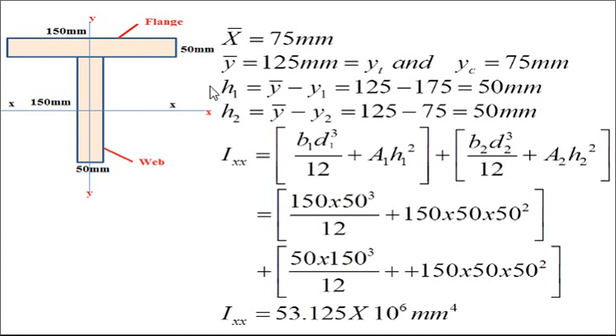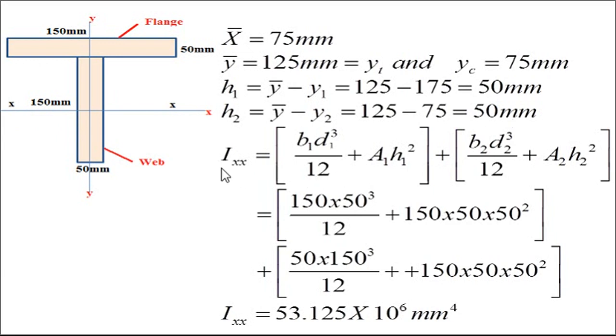Means from y bar you have to subtract y1, and you will get h1. h2 will be y bar minus y2. Okay, you will get h2. h2 means what? The distance between the center of this web and the Ixx axis is called h2.